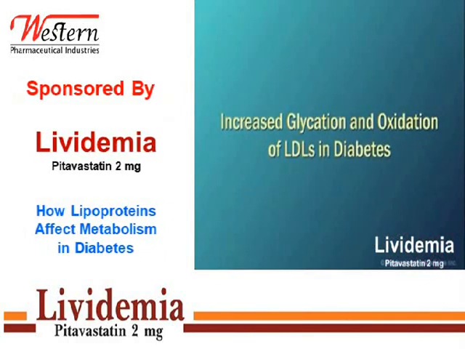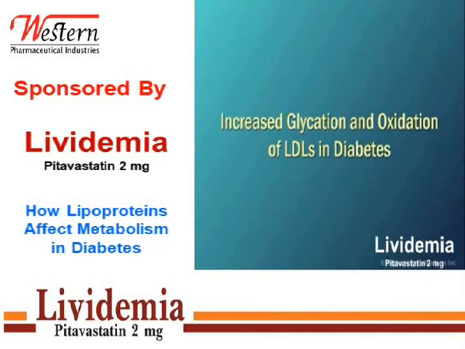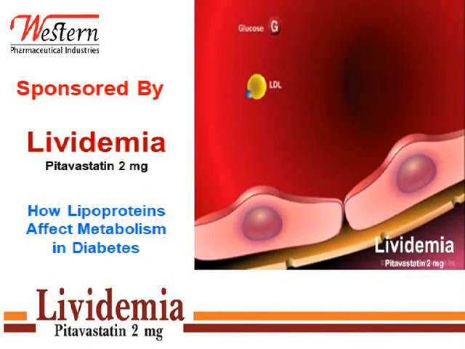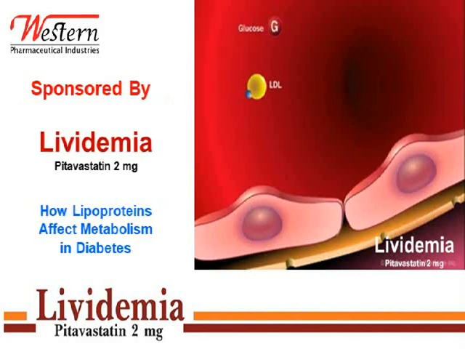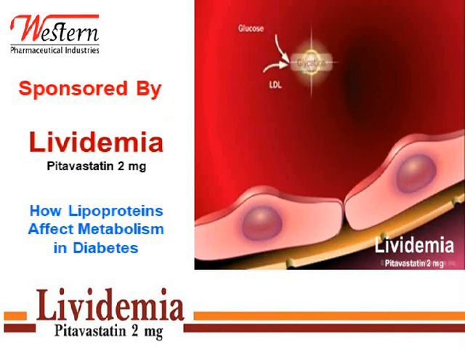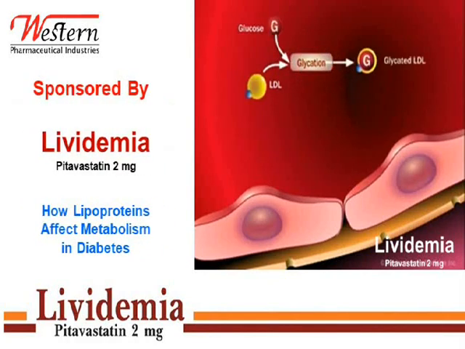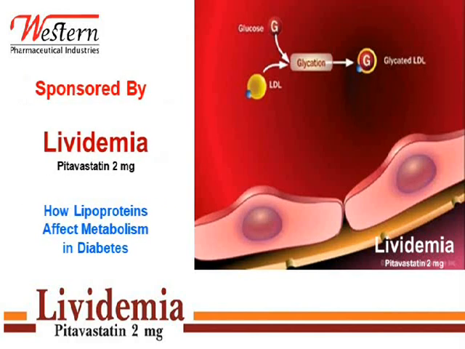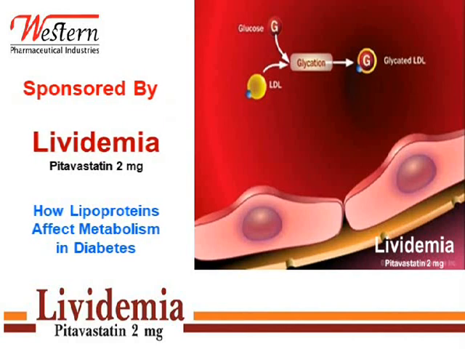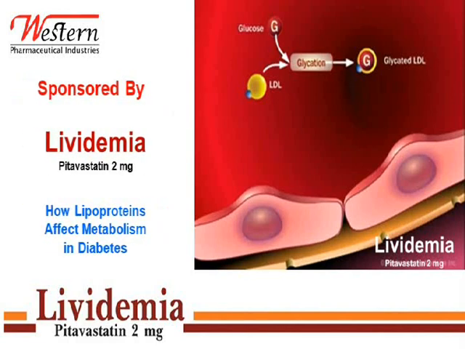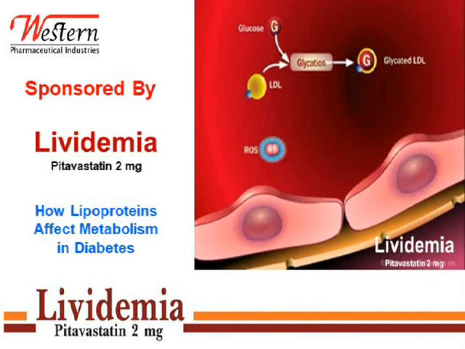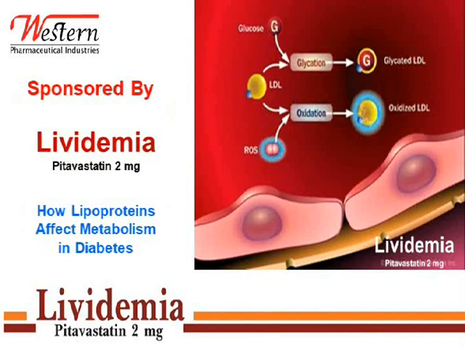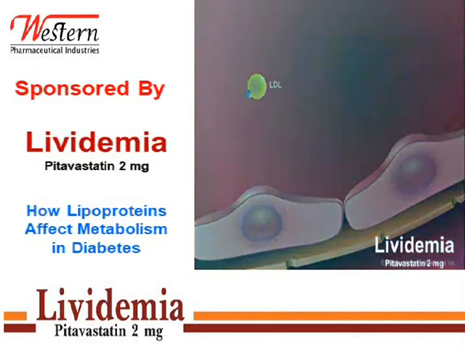Increased glycation and oxidation of LDLs in diabetes. In the diabetic environment, low-density lipoproteins are typically exposed to high levels of circulating glucose. From this exposure, these low-density lipoproteins become glycated. That is, a molecule of glucose becomes attached to them. This animation shows glucose attaching to an LDL, thus forming a glycated LDL. Similarly, some LDL particles are modified instead by reactive oxygen species and become oxidized LDL particles.